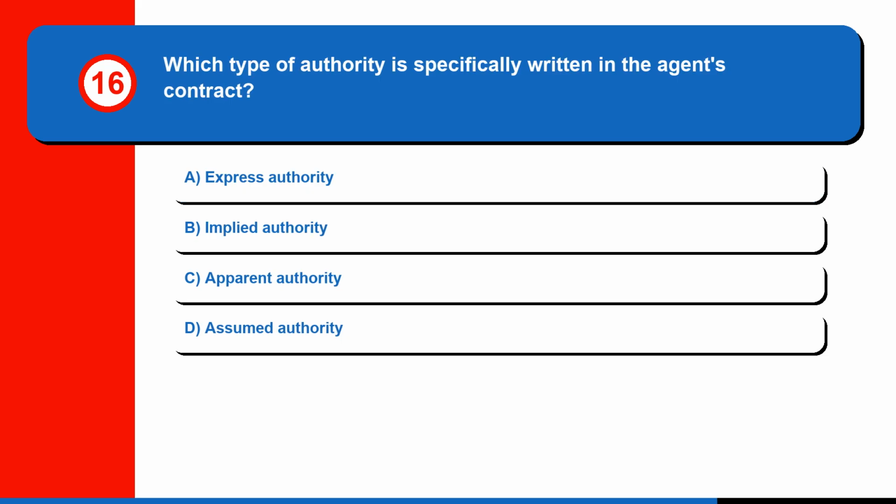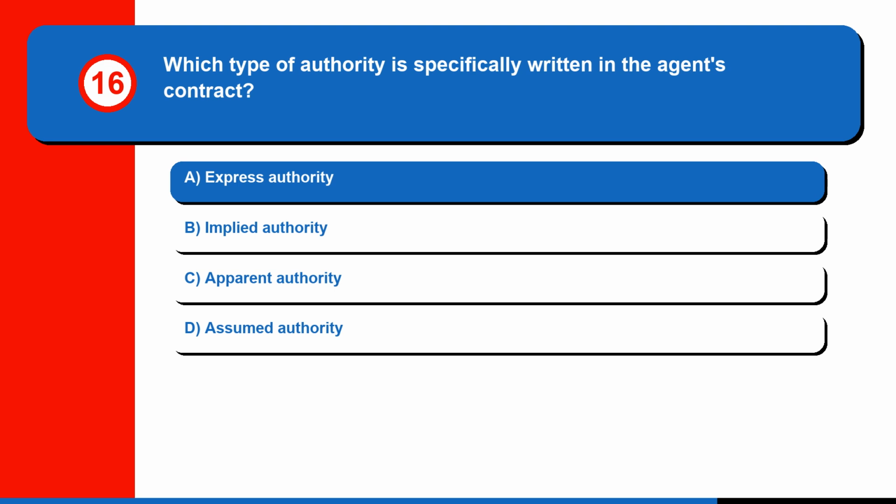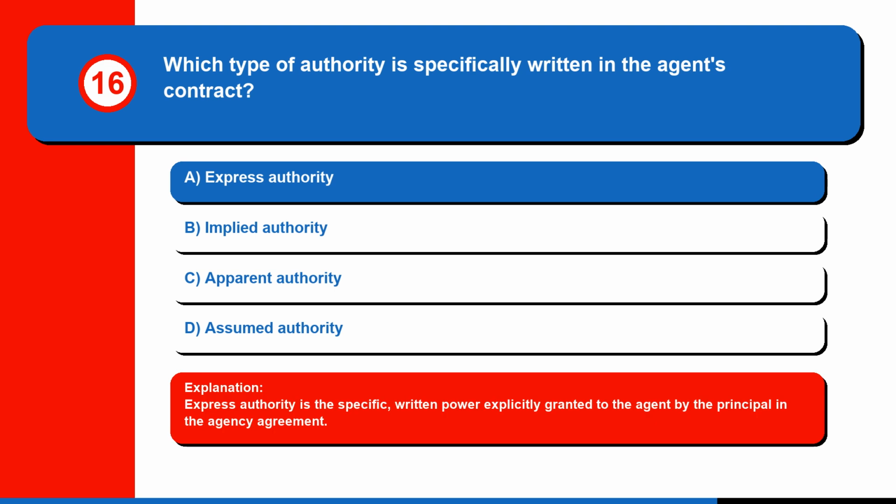Question 16. Which type of authority is specifically written in the agent's contract? A. Express authority. B. Implied authority. C. Apparent authority. Or D. Assumed authority. The correct answer is A. Express authority. Express authority is the specific, written power explicitly granted to the agent by the principal in the agency agreement.